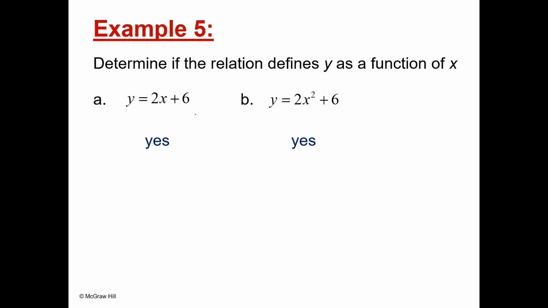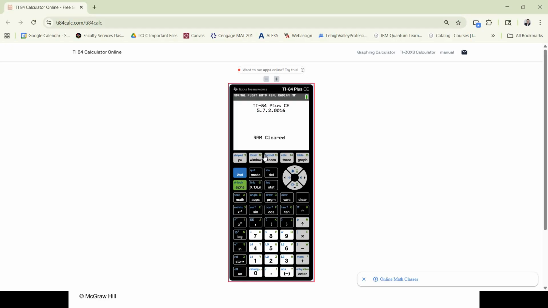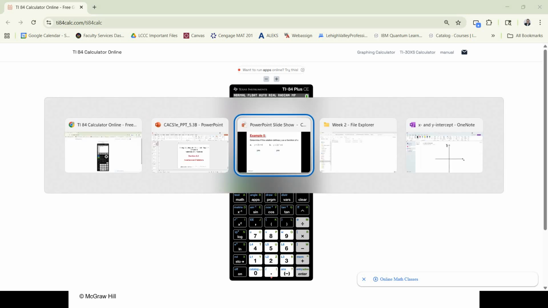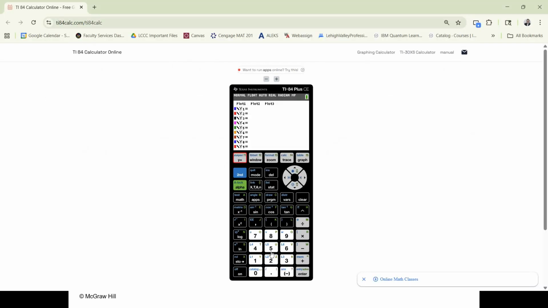Now, let's see whether these two relations represent a function or not. y equal to 2x plus 6. Let's graph this function and use the vertical line method to check whether this is a function. Again, back to the graphing calculator, and the function is 2 times x plus 6.